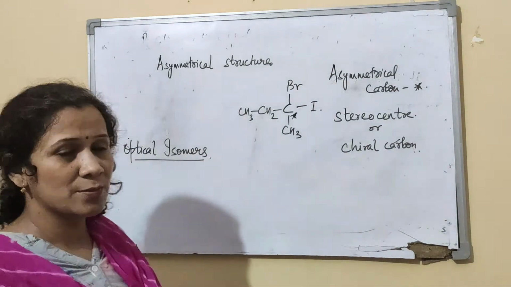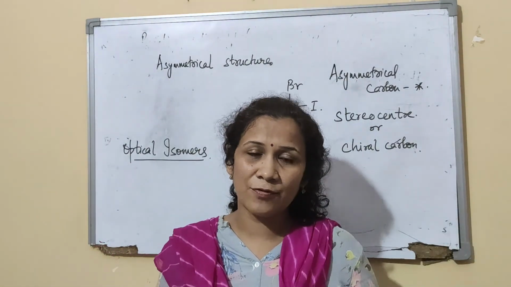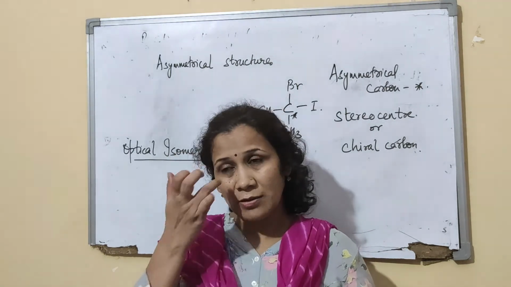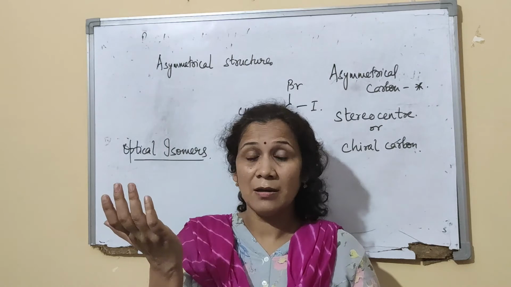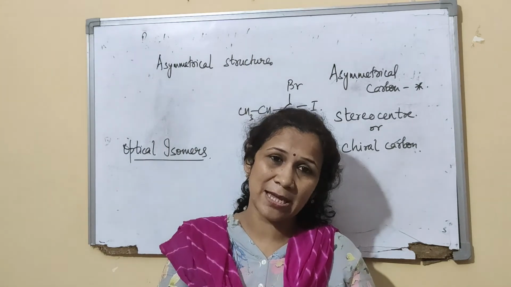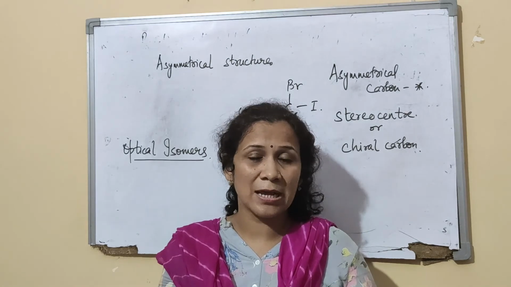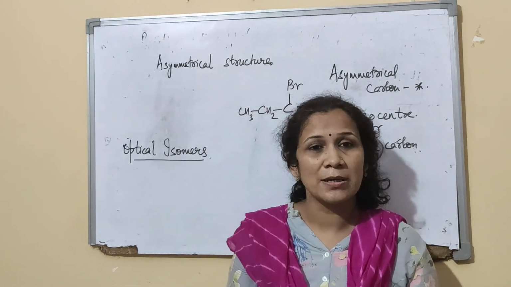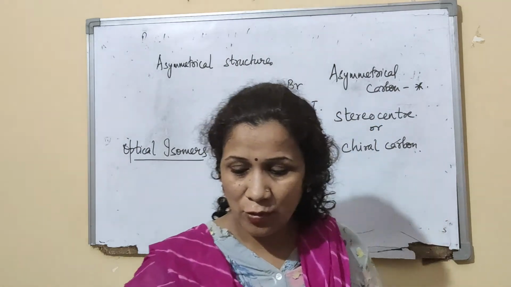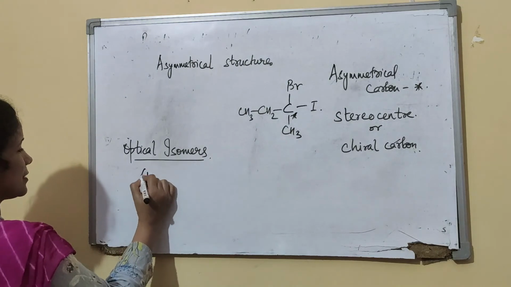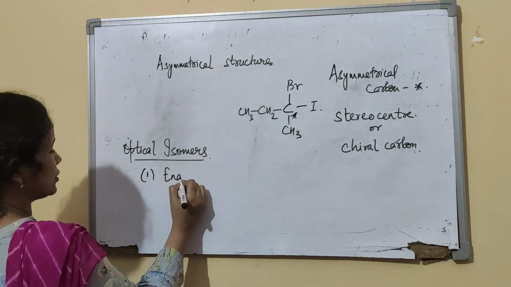Now optical isomers: we will talk about it if your carbon chain is optically active and you have a difference in the movement of light. One isomer moves the light to the right side, another isomer moves the light to the left hand side. We will call them optical isomers. So we'll just talk about optical isomers. Optical isomers can either be enantiomers.